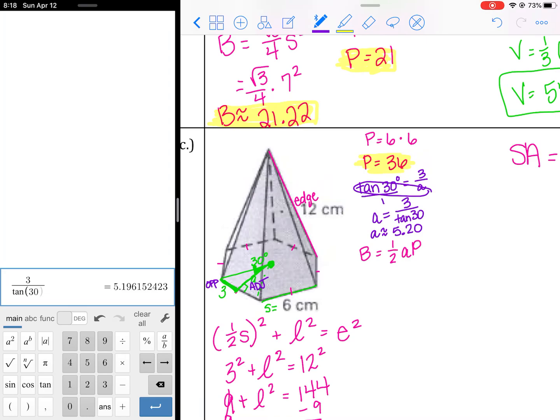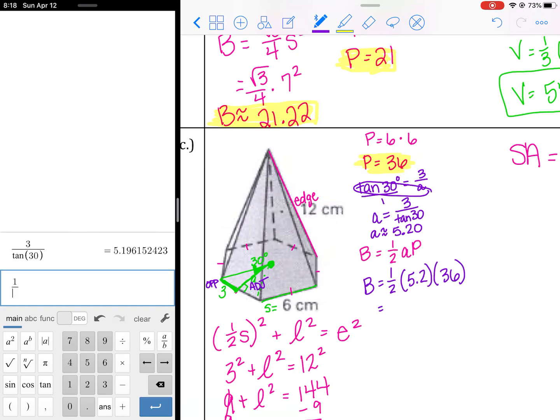So now that I have that, I am going to plug that into my formula. So the area of the base is going to be 1/2 of the apothem, which is 5.2, times the perimeter, which is 36, and plug that into my calculator. 1/2 times 5.2 times 36 is 93.6. So the area of the base is 93.6. So that's ready to plug into my formula as well.